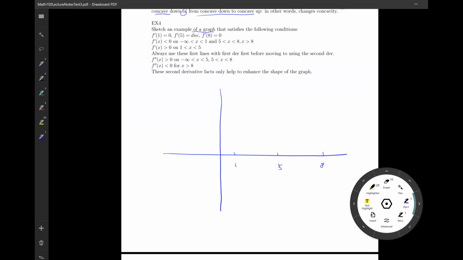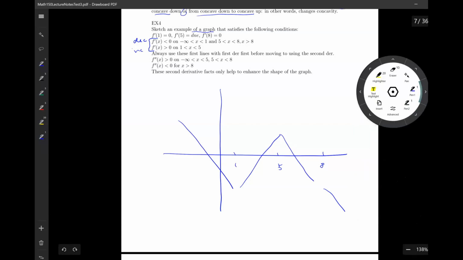All right, so I would encourage you to get these two increasing, decreasing ideas first. So this is saying that the function is decreasing, right? Derivative is less than 0, between negative infinity and 1. So going down. And it doesn't matter where you put it. You could have put it up here going down, right? It doesn't matter. So I'm just going to put it here. Then between 5 and 8 is going down as well. And then after 8, so here I know that it's going to be increasing between 1 and 5.